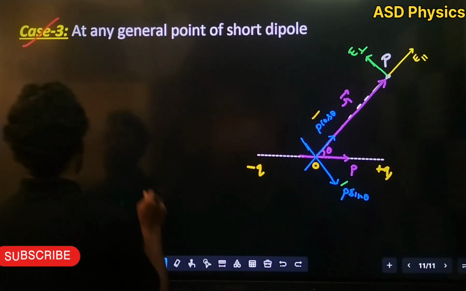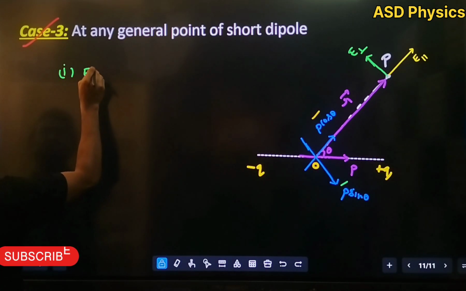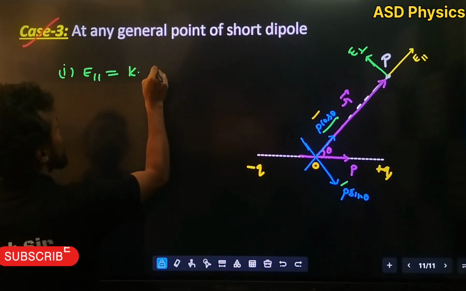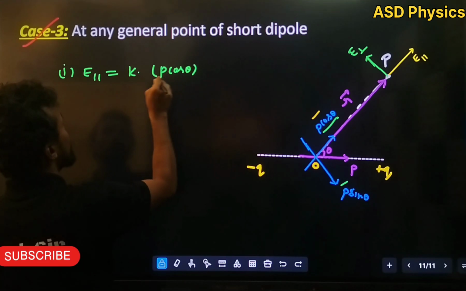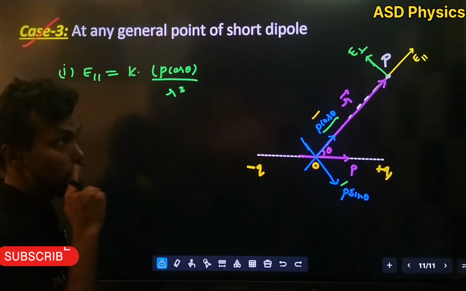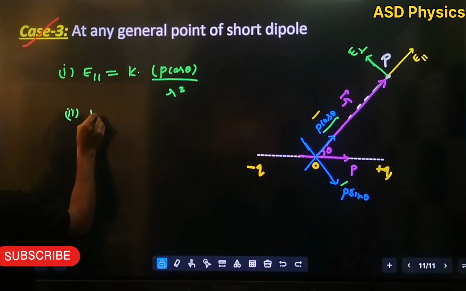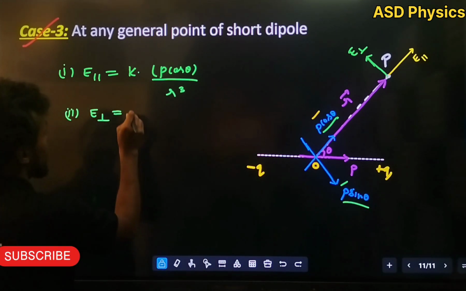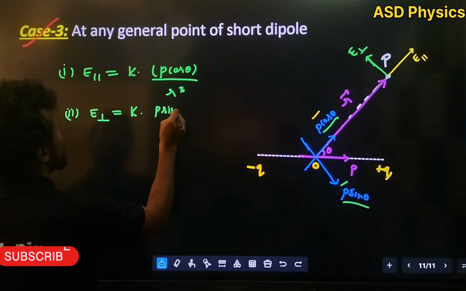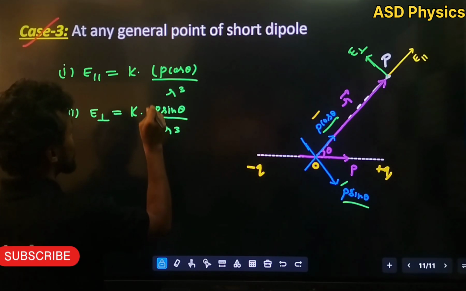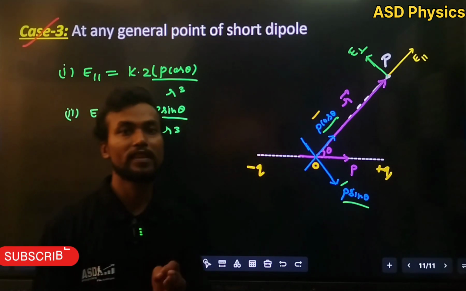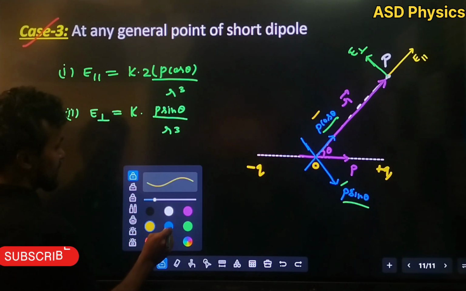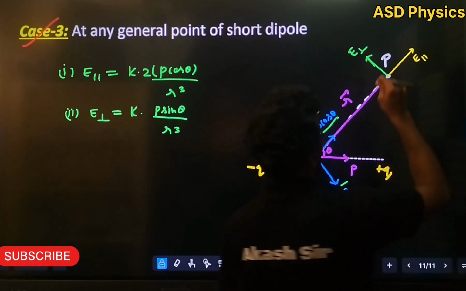Now students, if I write the values, E parallel is on the axis, so the formula is K into dipole moment P cos theta, so K into 2P cos theta by R cube. Similarly, E perpendicular is on the equatorial point due to P sin theta, so it will become K into P sin theta by R cube. See, I have made one mistake. I had not written this 2 on the axis. We have to write 2 also.